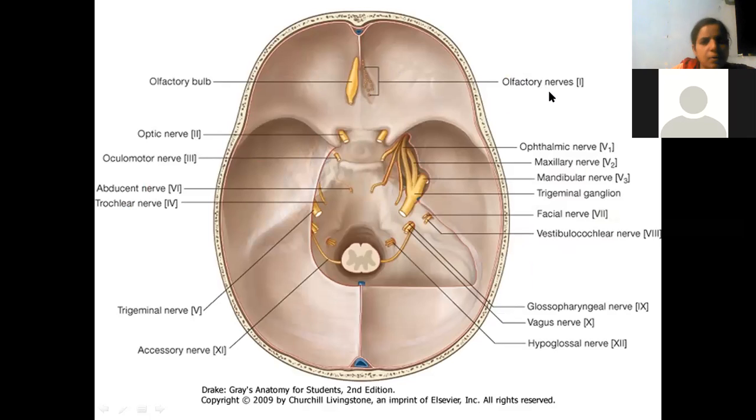The olfactory nerves. Olfactory nerve is the first cranial nerve, and it continues to form the olfactory bulb, which continues as the olfactory tract. This is the optic canal. Optic canal gives passage to the second cranial nerve. Optic nerve is the second cranial nerve.